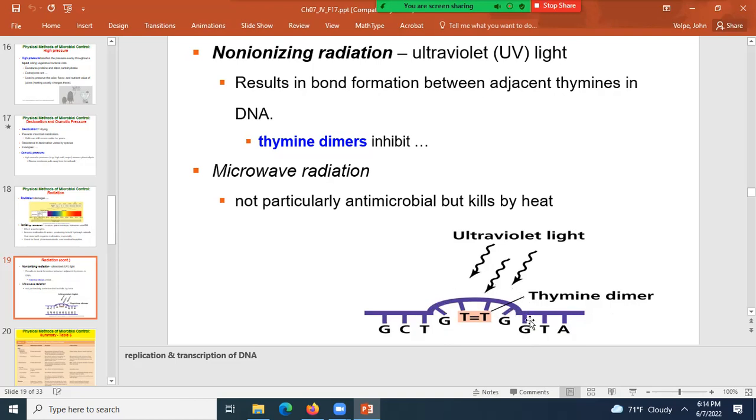And so if the cell is trying to replicate, it can create a mutation, and then there's no way to go back. But once the DNA is damaged, the cell may notice the damage, the thymine dimers, and then engage in DNA repair to remove the damage. Any question about any of that?